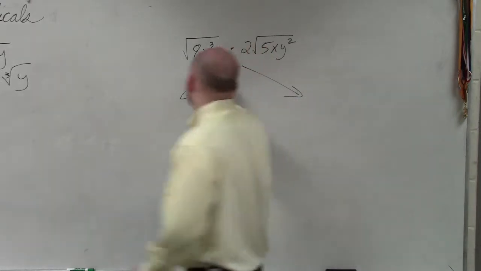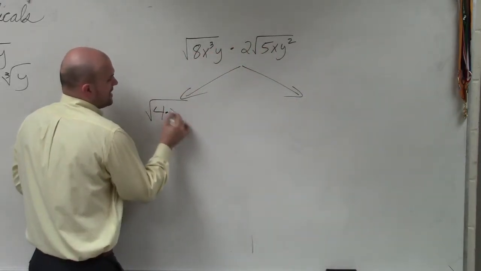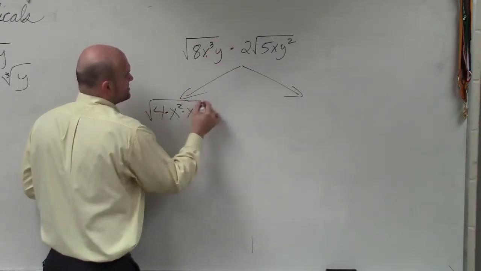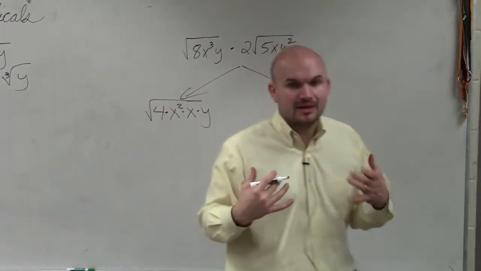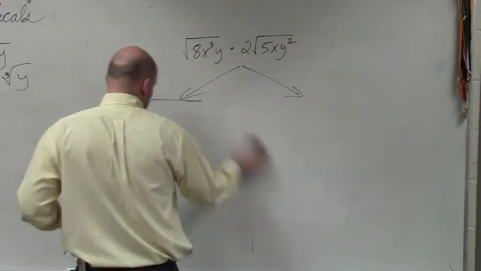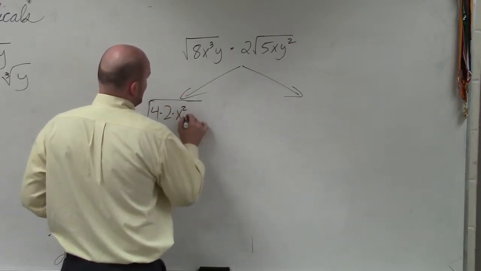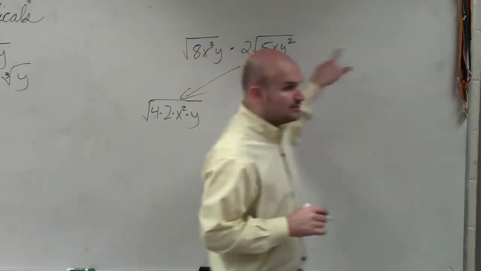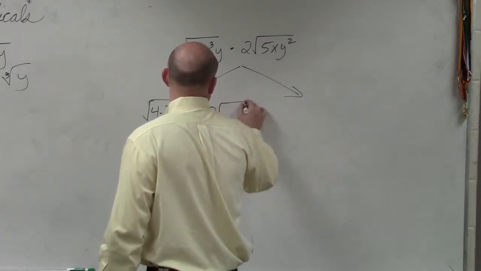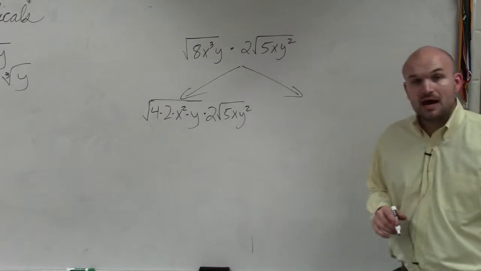Good. So if I want to simplify the square root of 8, I can rewrite that as 4 times x squared times x times y. Again, how I like to do it is I like to rewrite it with terms I can take the square root of. Oops, I'm sorry, that's 4 times 2, right? 4 times 2 times x squared times y. And then over here, I can just rewrite this exactly how it is, because the only term I can rewrite as a square is already squared. So now I can simplify each one.